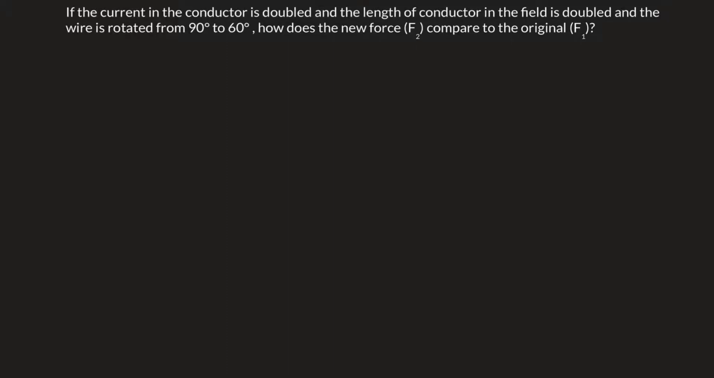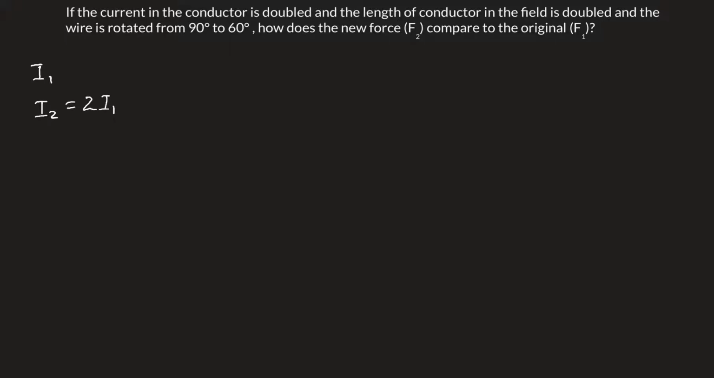In this example, we're going to compare F1 and F2 when we have some sort of difference in angle as well as length. So we know that our current, whatever the value is, it doesn't matter, but we're just going to say that we have I1 for our first current. And given what's written in the question, the current in the conductor is doubled. So I2 is going to be equal to 2I1.